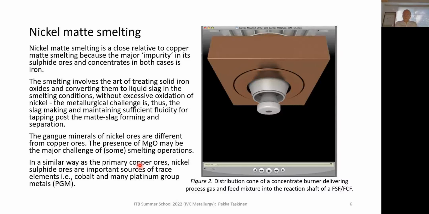One feature which is not seen in typical copper concentrates is the gangue of high MgO, high magnesium oxide concentrations, which is typical to nickel ores. And this is the major challenge in many nickel smelting operations. I will discuss this detail a bit more in slides which are coming soon.